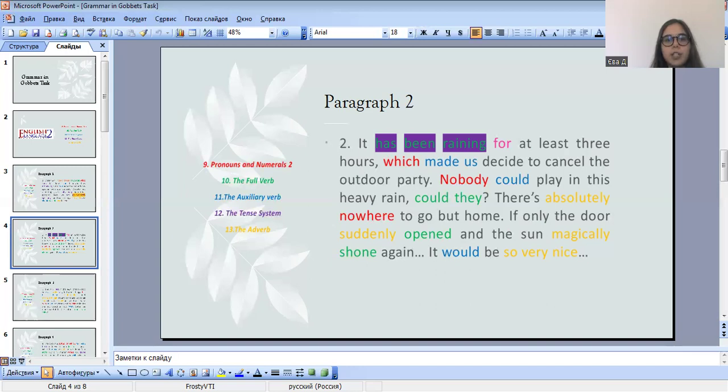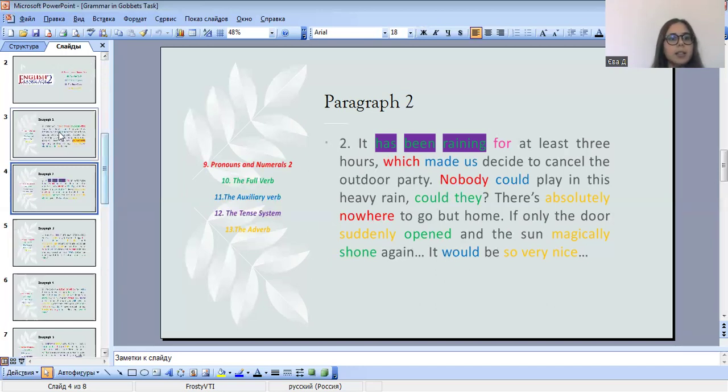Also, we can pay attention to for, because we also had a topic about the difference between for and during. So for here is appropriate in this sentence because it emphasizes the duration of the rain, while during would imply that something happened within the time frame of the rain, rather than emphasizing its length. Okay, good. I think we can move on.